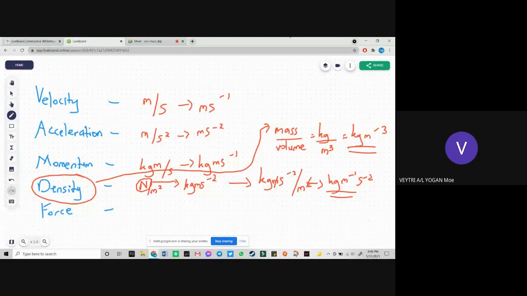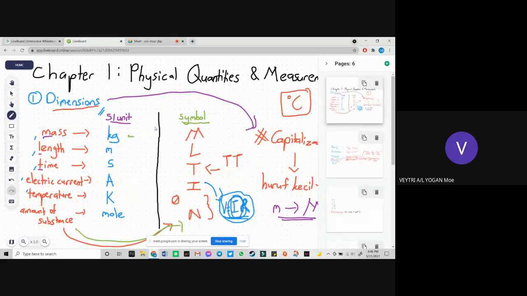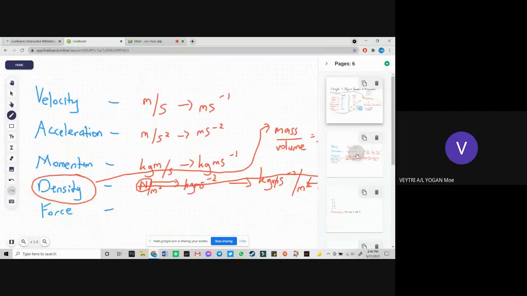The earlier one is wrong. Please take note. All this derivation is very important, because let's say you put N here. What is N? Unit for force. What is force? Mass times acceleration. That is how you derive slowly into the most basic SI unit. Then you can convert to dimensions, whatever we have learned. Because dimension only works when you have the most basic SI unit.